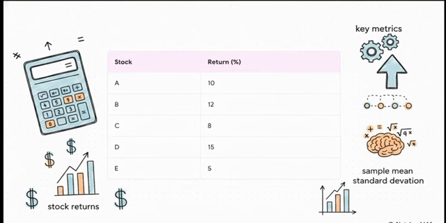Okay, let's roll up our sleeves and actually crunch some numbers. Let's say we've pulled our sample, and these are the 5 stock returns we got. The CFA exam is absolutely going to expect you to be able to take a small sample like this and calculate the key stats. So how do we find the sample mean and the sample standard deviation?